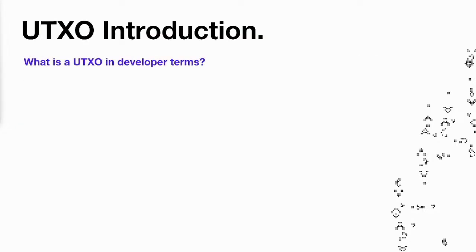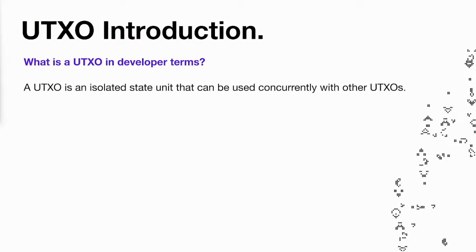UTXO introduction. What is a UTXO in developer terms? Now, my definition is going to be a little bit different than most of what you're going to hear on YouTube because those videos are aimed at a high level but very general audience. This is also high level, but this is very much developer centric, and I'm focusing less on what a UTXO is and much more on why it's important and why I actually believe it's relevant to blockchains. Now, a UTXO is an isolated state unit that can be used concurrently with other UTXOs. So it's an isolated piece of state and it enables concurrency. Concurrency is really the key word here. I'm going to explain that a little bit more.